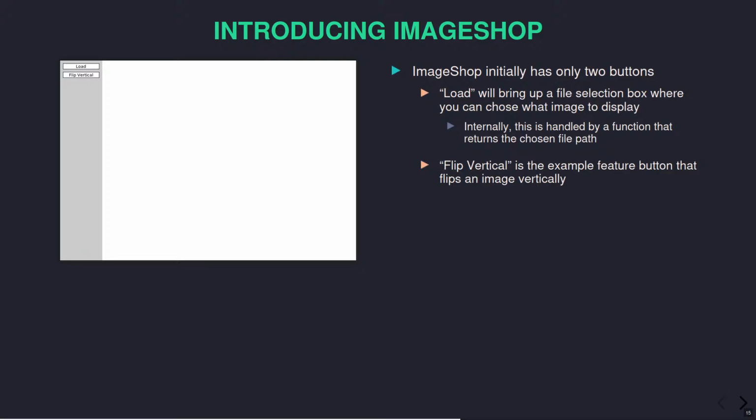It has a little bar on the left side. Why do people always say left-hand side? Like, what if I didn't have hands, right? On the left side, one of them says load, and one of them says flip vertical. Flip vertical is example code provided to you, and what does it do? It takes an image and turns it upside down.